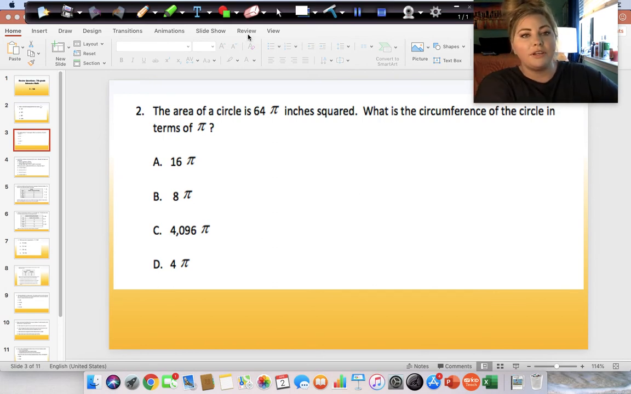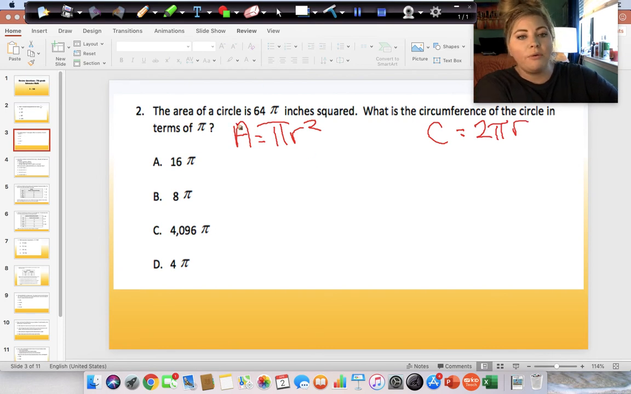What is the circumference of the circle? Okay, so remember area equals pi r squared, and circumference equals 2 pi times r. Remember our r stands for our radius. So our area here, it says, is 64 pi. So, and that is equal to pi r squared, right? They equal the same amount. So this 64, since pi is already taken care of here, the 64 is the same as r squared. So then we have 64 equals r squared, essentially, right?